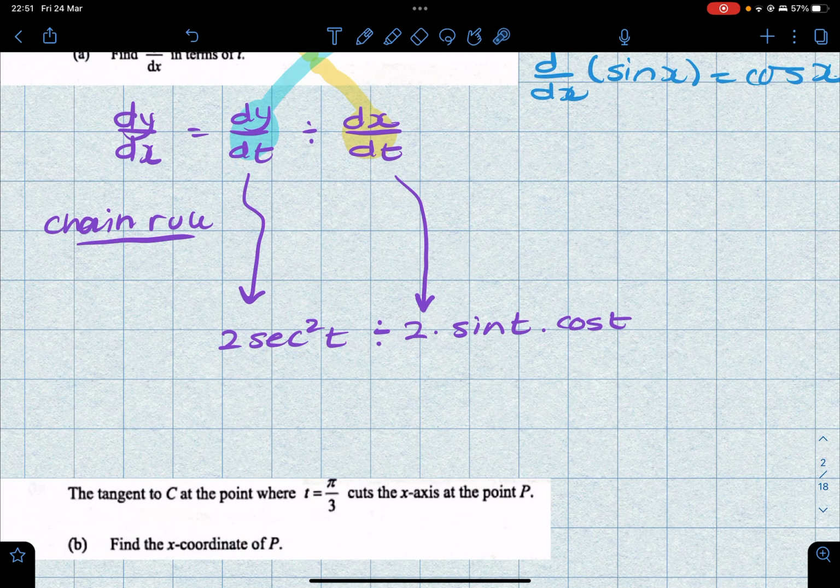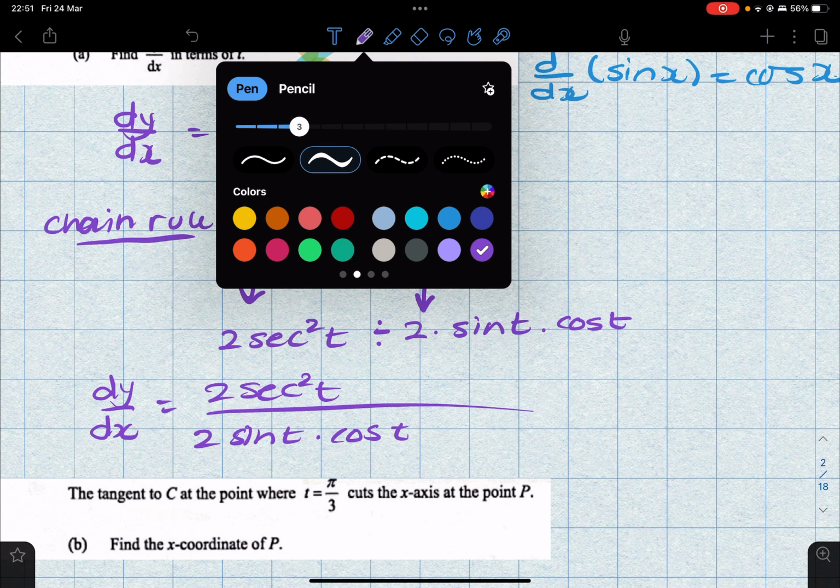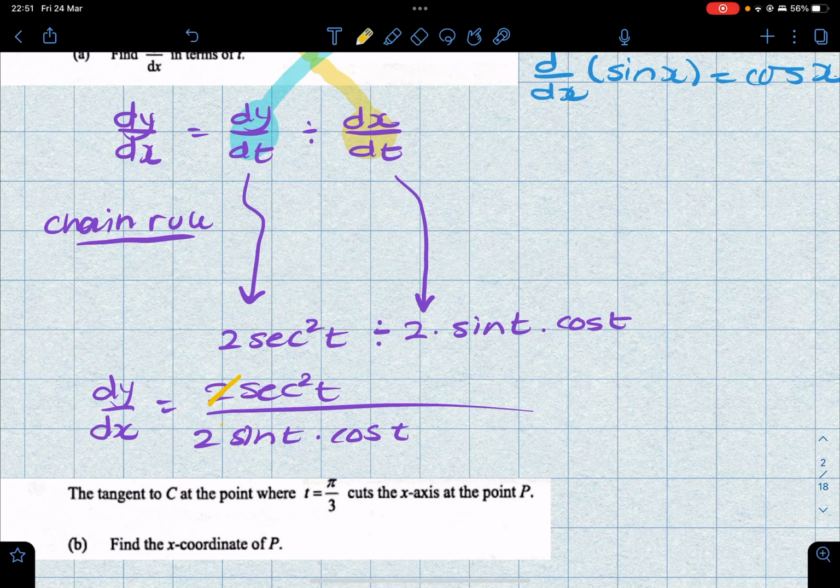So it says dy by dx, so we need to divide. So we can say dy by dx equals 2 secant squared t divided by, that's this, 2 sine t cosine t. And the 2 will cancel with the 2.